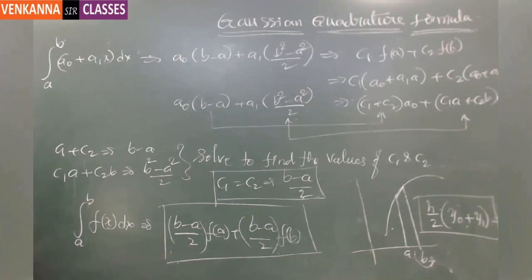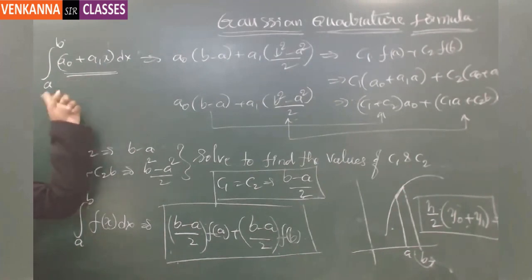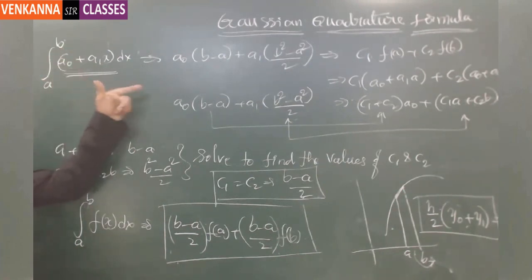Understood? So from this discussion we can conclude that this is an approximated function. So it's not the exact function during that region. So first you need to simplify, and then the limits have to be known. Then only you can apply the Gaussian quadrature formula.